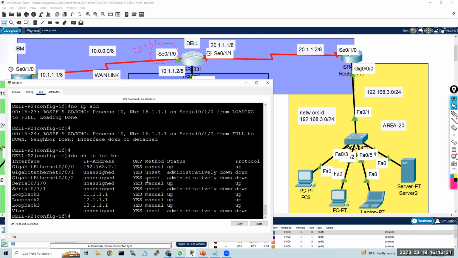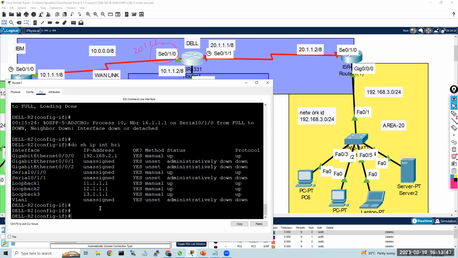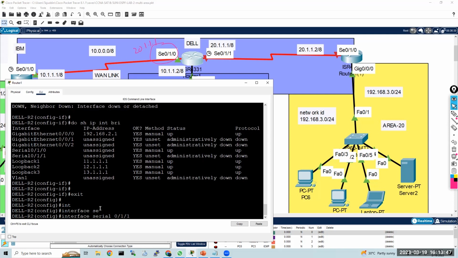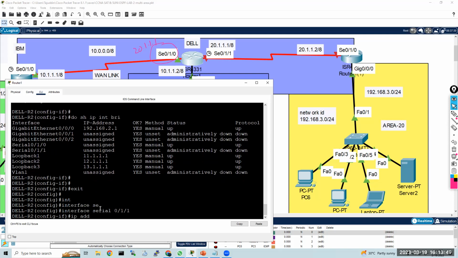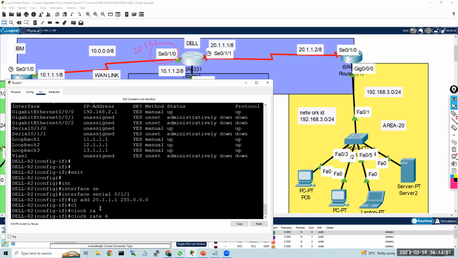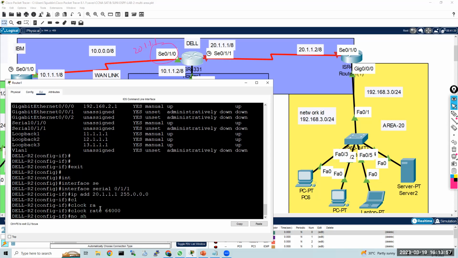Okay. Now this serial interface 0/1/1 is connected to router 3. We can see this is down. For the 20 network, we should give the IP address for this interface, right? Interface serial 0/1/1, IP address 20.1.1.1 255.0.0.0. Then give the clock rate 64,000. I say no shut.